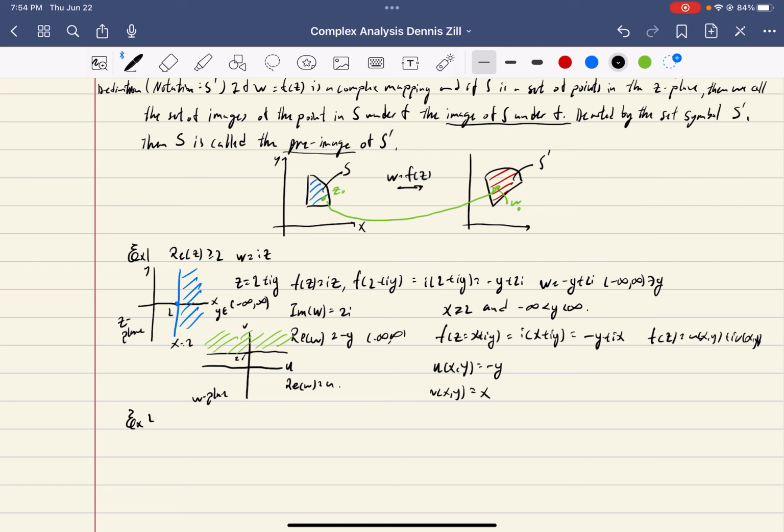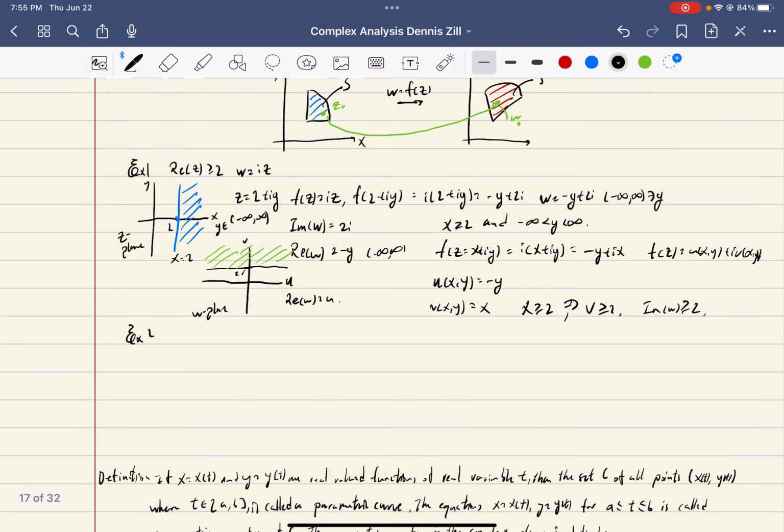And now we know that x is greater than or equal to 2, then that implies v is greater than or equal to 2. Well, where's v? So this is v, right? So we are correct there. And that just implies the imaginary part of w is greater than or equal to 2, right?